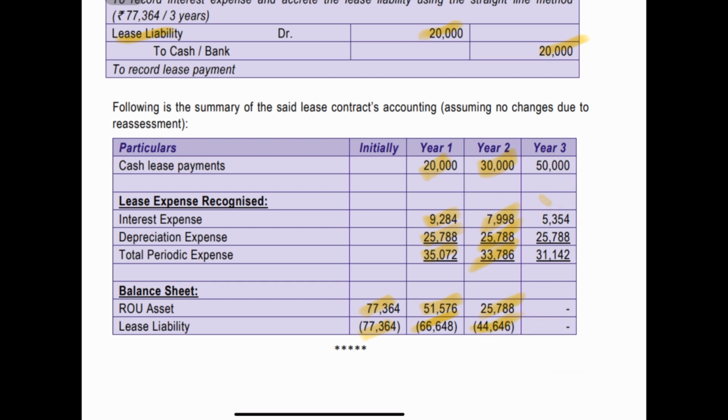Similarly for the third year you are making a 50,000 payment, and the interest expense and depreciation will be the charge to the P&L, and the ROU asset from 25,788 you have fully depreciated. So if you reduce the depreciation, you will get zero ROU asset, and lease liability also from 44,646, if you add 5,354, that's the interest expense, minus the 50,000 lease payment, you will get a zero lease liability.